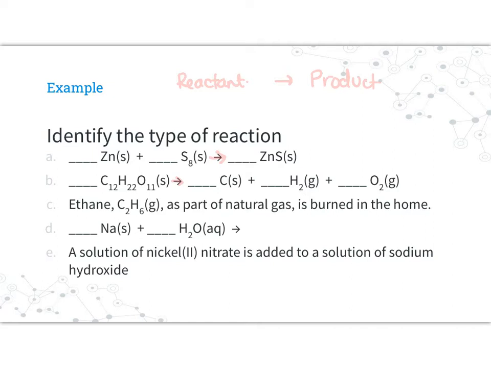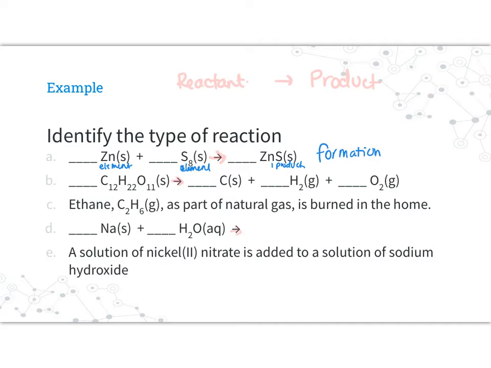All right. So in our first one here, we have zinc and sulfur reacting. Zinc is an element, and sulfur is an element. And they've come together and they've made one product. Elements coming together to combine and make one thing is a formation reaction.